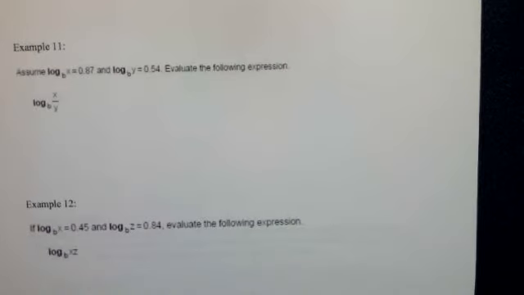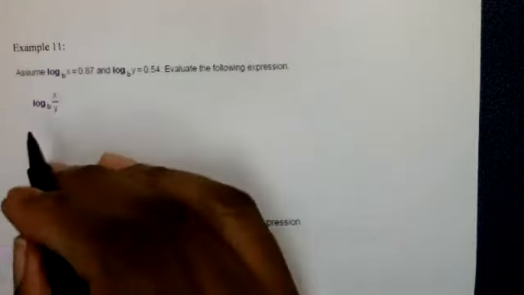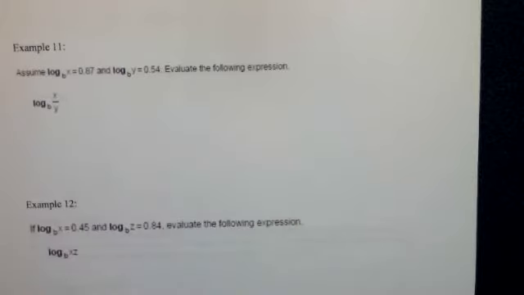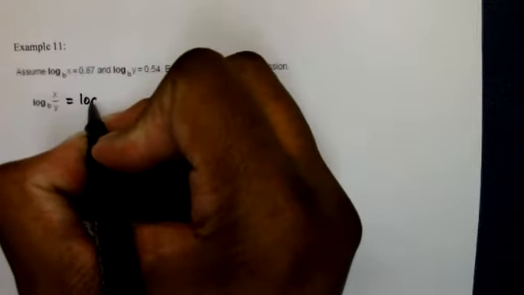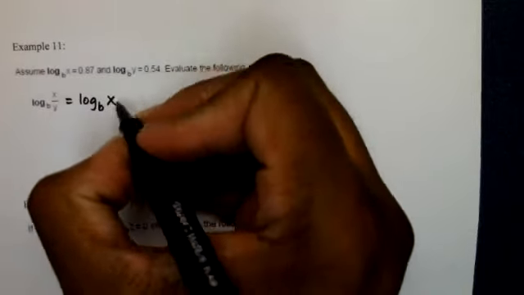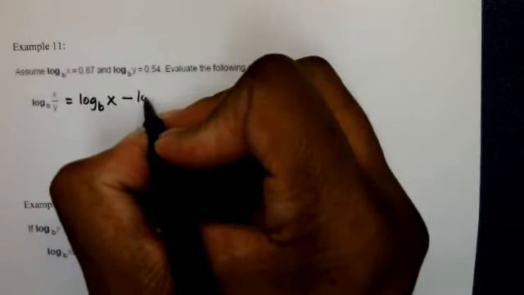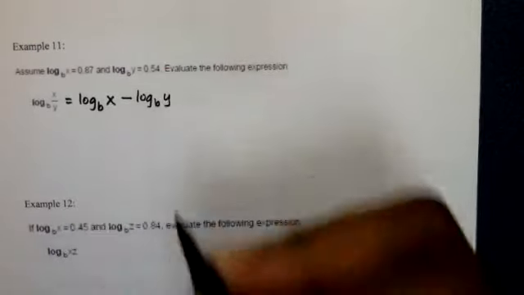Okay, let's say we have this example. Assume log to the base b of x is equal to 0.87 and log to the base b of y is equal to 0.54. And here I want to evaluate the expression log to the base b of x divided by y. In this case, I'm doing the log of the quotient, and I'm going to apply the quotient rule that I just got through talking about. Anytime you have a log of a quotient, you write that as the difference of the individual logarithms. So it'd be log to the base b of the numerator, which is x, minus log to the base b of the denominator, which is y.